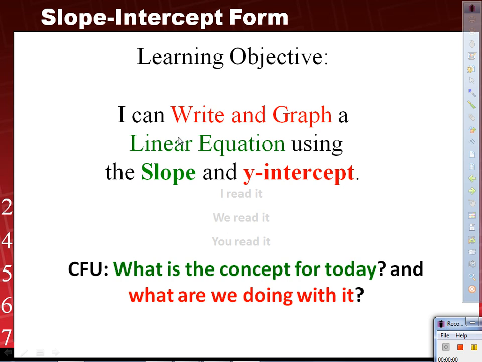Our objective for today: I can write and graph linear equations using slope and y-intercept. Let's read together. 1, 2, 3. I can write and graph linear equations using the slope and y-intercept.